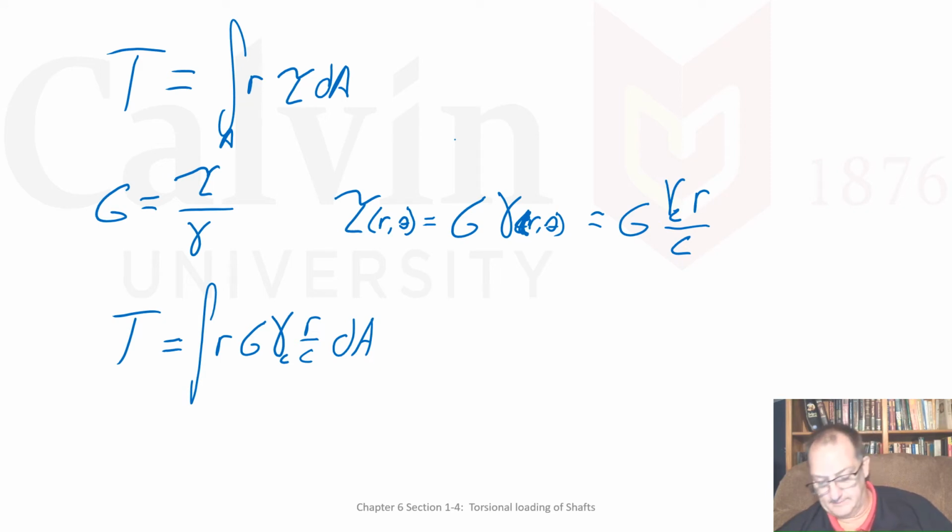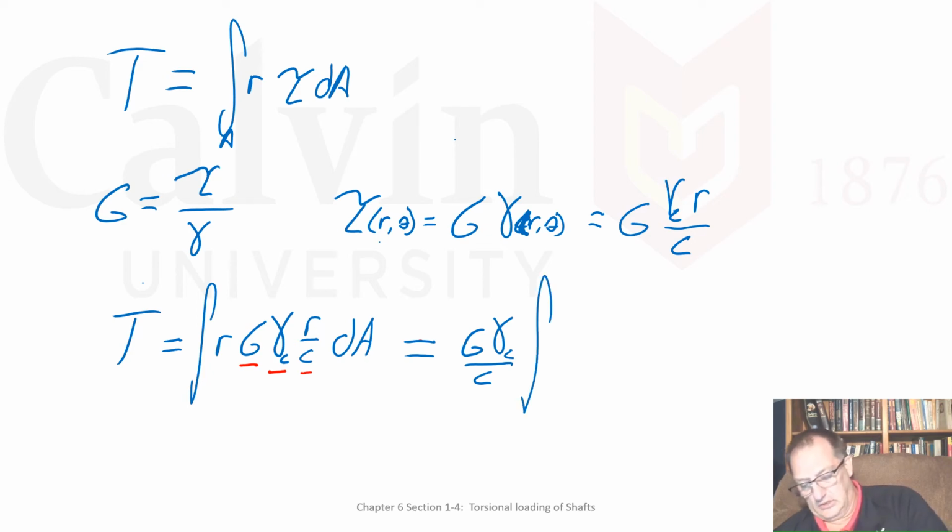Now, what's a constant? G is a constant, and gamma at the extreme fiber is a constant. That's why I wanted to leave that in that format. And I've got C as a constant, but my R is not. So now I can rewrite that equation as G gamma C divided by C times the integral of R squared dA. Now, that is a special term.